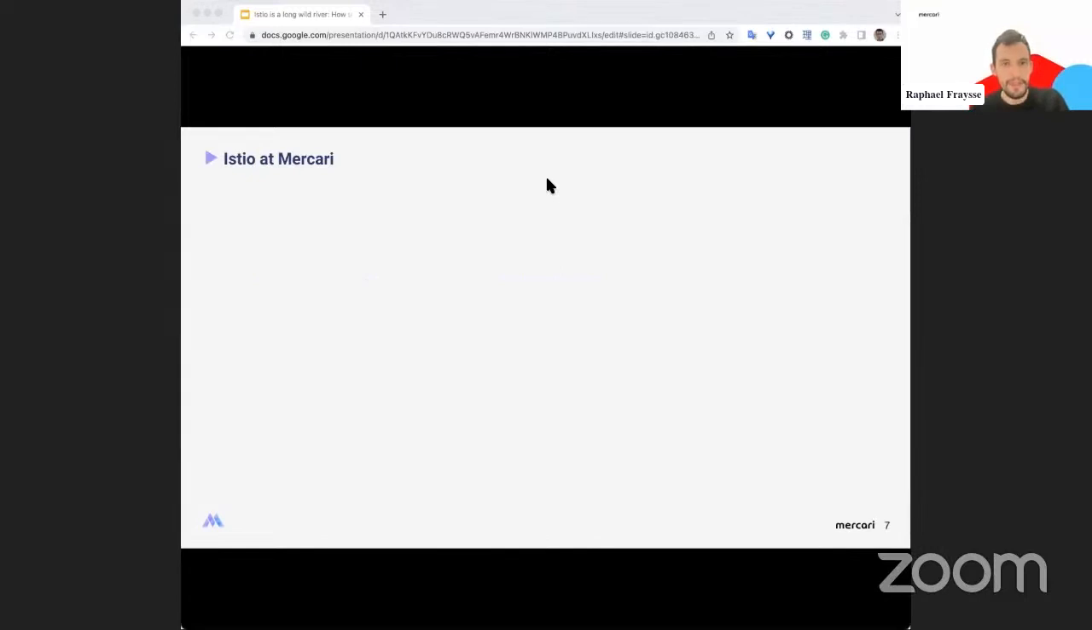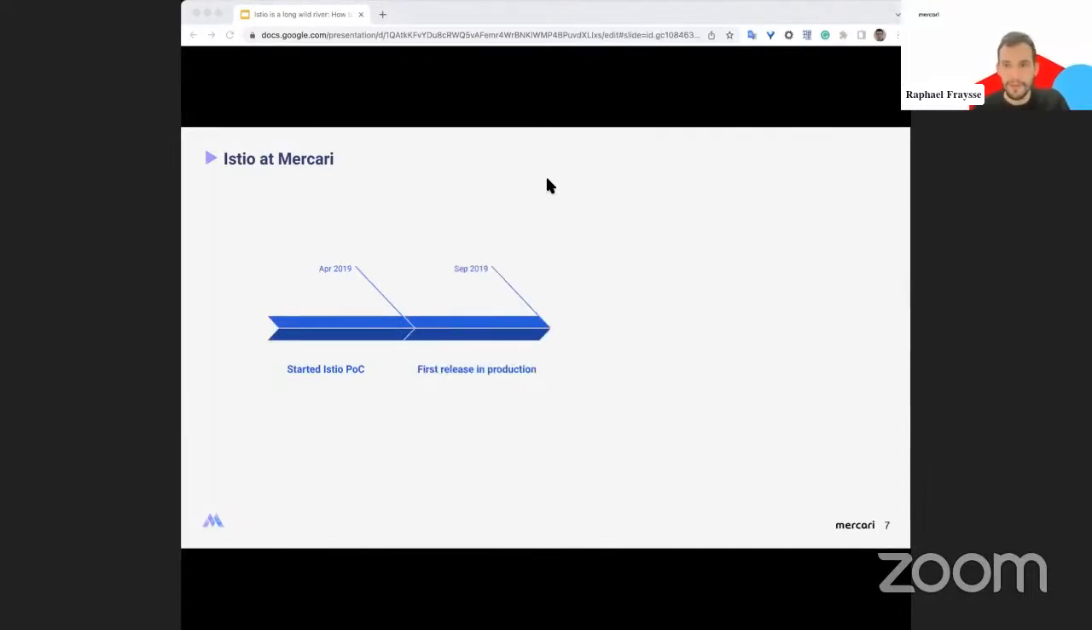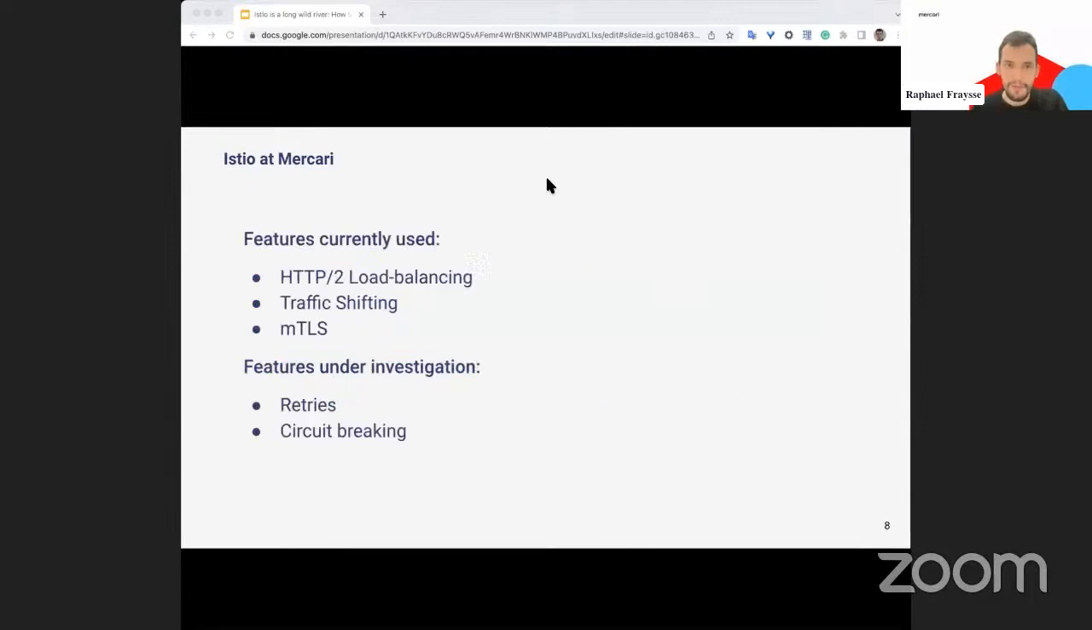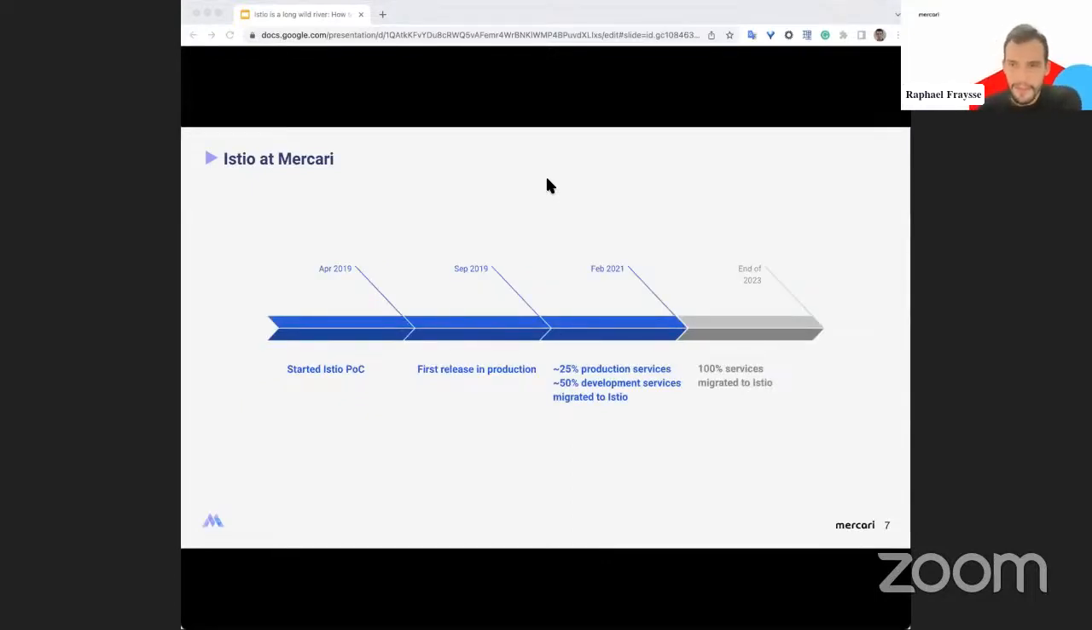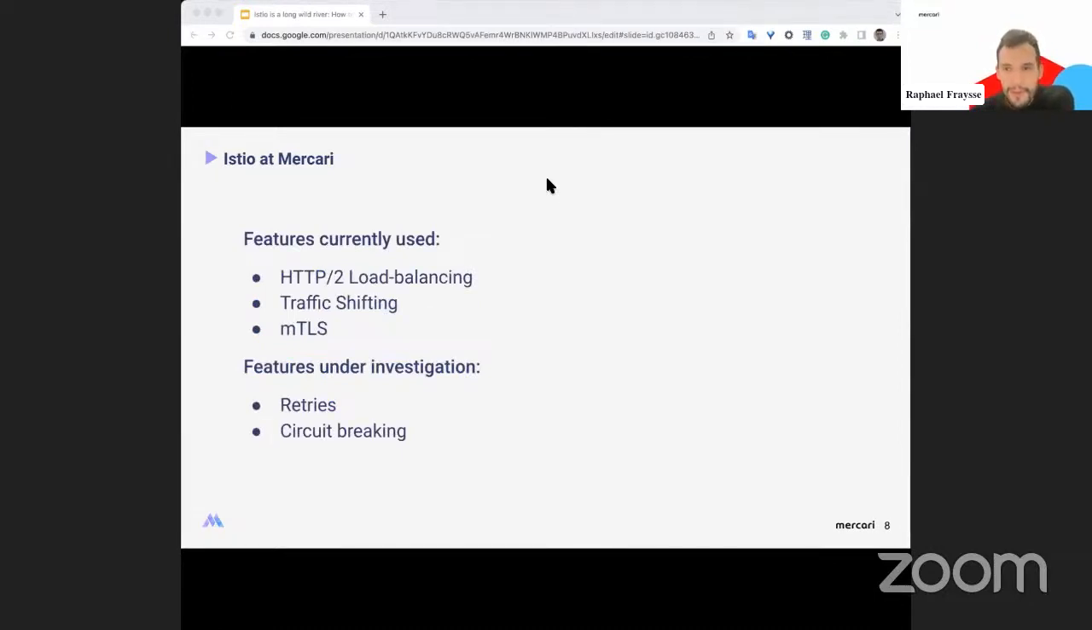At Mercari, we started to consider Istio in 2019. We started a POC and got a production release 5 months later, in September 2019. In February 2021, when I first did this presentation, we had around 25% of production services and 50% of development services migrated to Istio. Now I think we are maybe around 40 and 75, and we hope to have all services migrated by the end of this year. Regarding the features we use, mainly we use HTTP2, load balancing, traffic shifting, mTLS, and we also want to use retries and circuit breaking.